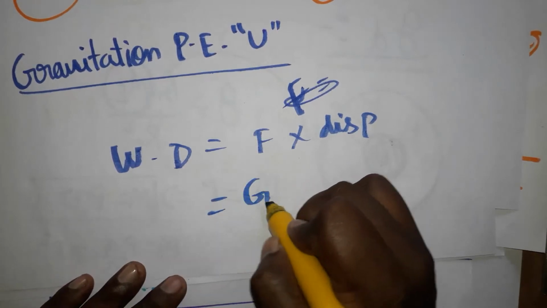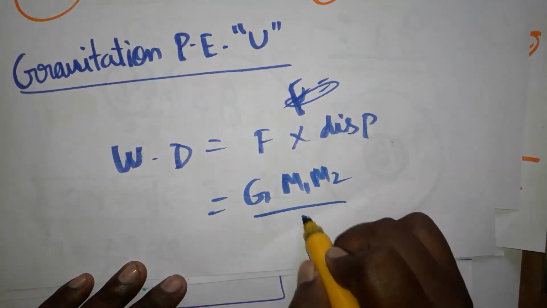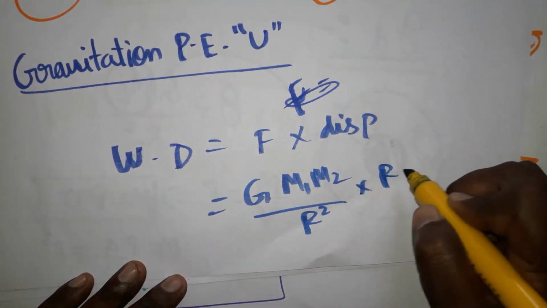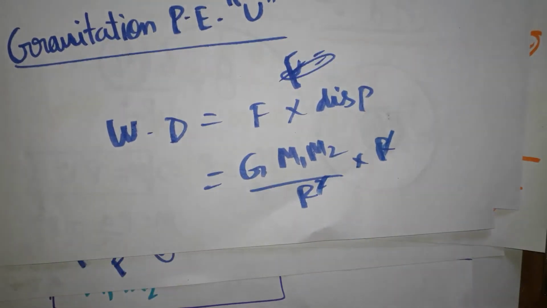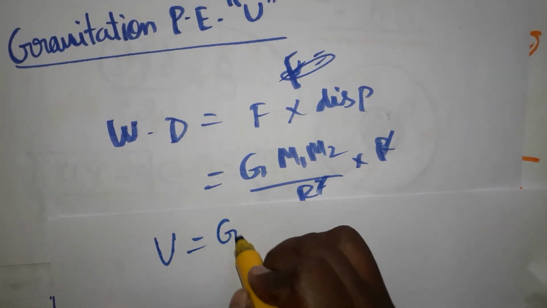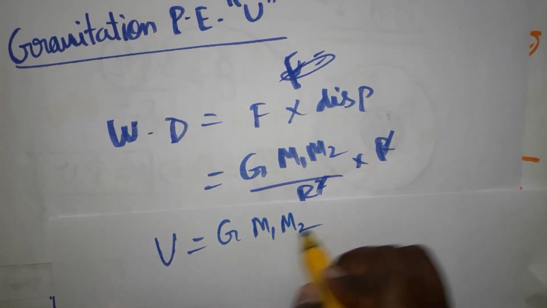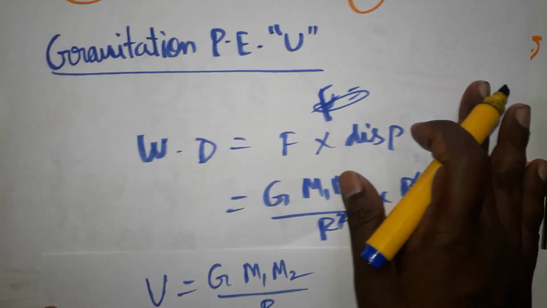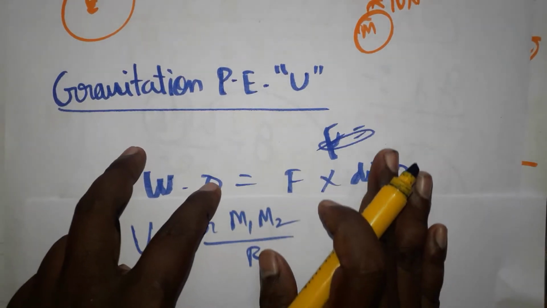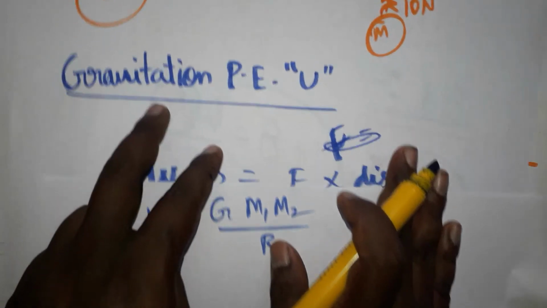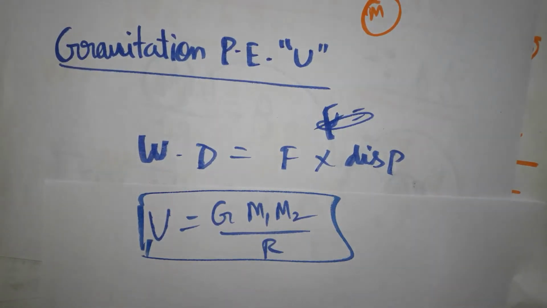The force is G times m1 m2 divided by r squared. If we take the displacement as r, one r gets cancelled. So the simple formula for gravitational potential energy is U equal to G m1 m2 divided by r. This is the equation we derive for bringing an object from infinity to the earth surface. This is called gravitational potential energy.